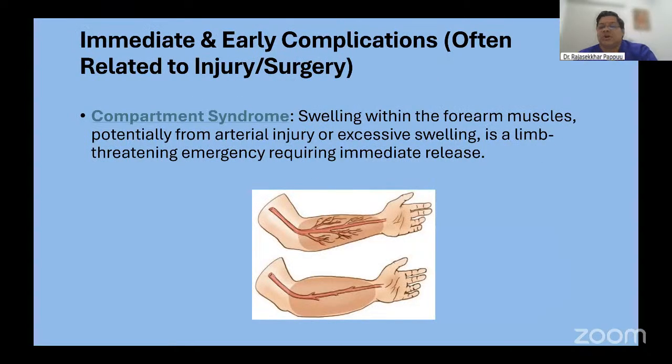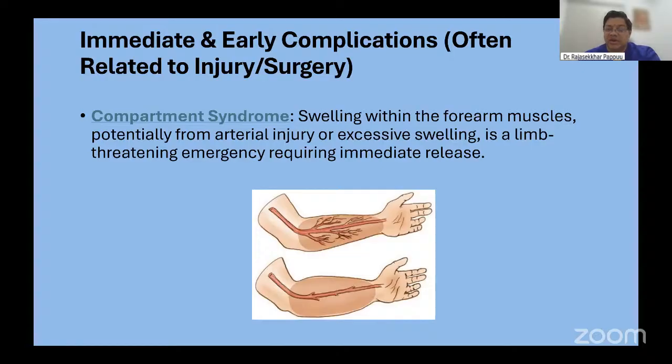The second most common complication is compartment syndrome. This is an immediate complication, a sequelae of injury. After injury, there will be a lot of swelling in the elbow and forearm, which leads to compression of the blood vessels. See in the above image, there is not much swelling, there is not much pressure, so collateral circulation is present. Here, after trauma, there is a lot of swelling, which reduces the collateral circulation, leading to compartment syndrome and loss of sensation and movements.